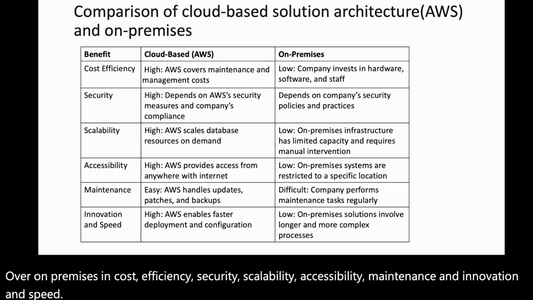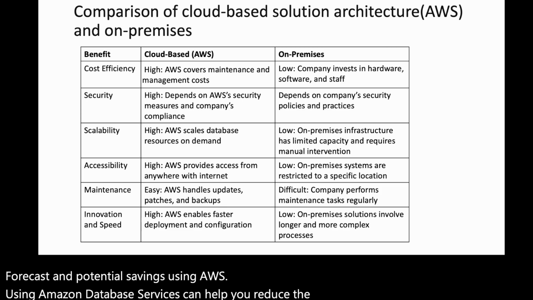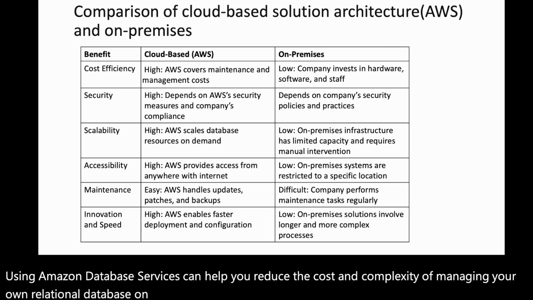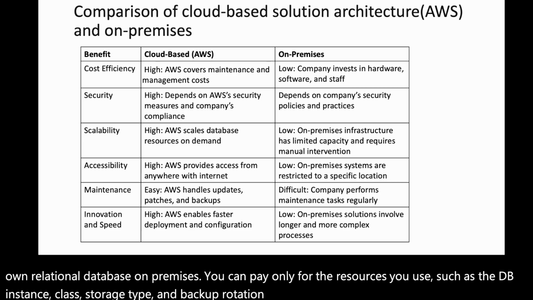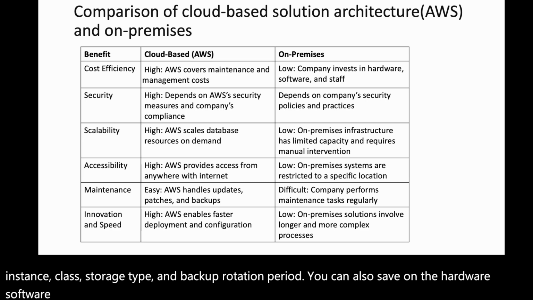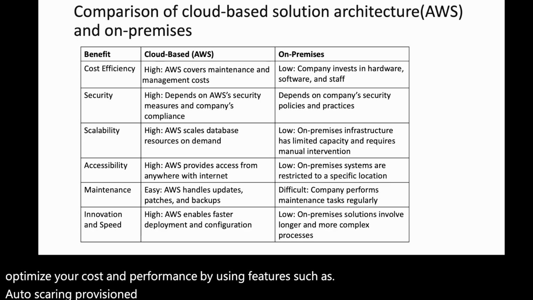For cost and potential savings, using Amazon Database Service can help you reduce the cost and complexity of managing your own relational database on premises. You can pay only for the resources you use, such as the DB instance class, storage type, and backup retention period. You can also save on the hardware, software, and maintenance costs associated with running your own data centers. You can also optimize your cost and performance by using features such as auto-scaling, provisioned IOPS, and reserved instances.